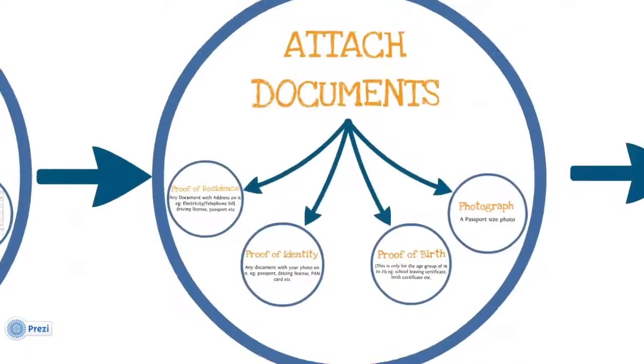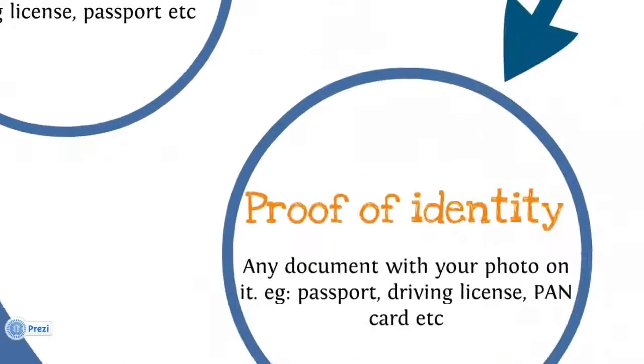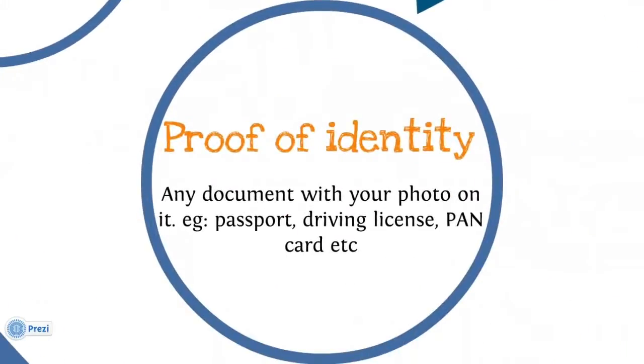The second step is attaching the necessary documents. Only 4 documents are needed. First is proof of residence. That could be your electricity or telephone bill, driving license or passport, etc. Second is proof of identity. Any legal document with your photo on it. Example, passport, driving license, PAN card, etc.